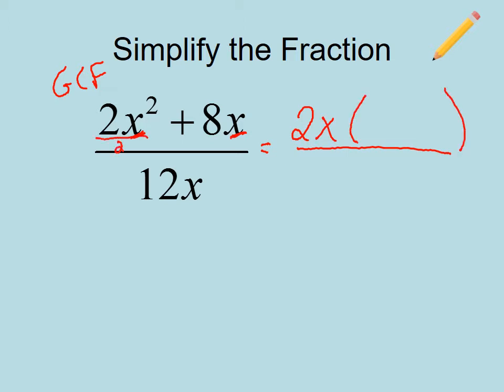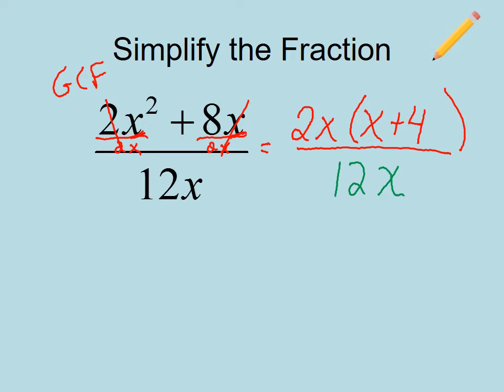So if I take out 2x out of both of these, my 2's cancel. I'm only left with an x. And then I have 8 divided by 2, so I'm going to have a positive 4. And this time my x's cancel. Now my denominator, I just have 12x. I can't do anything with that, so that's going to stay.